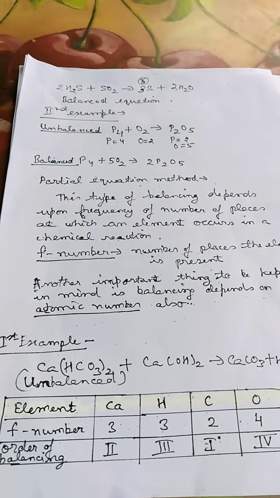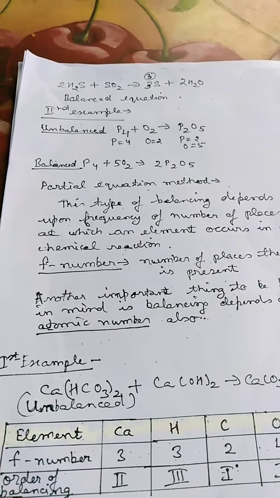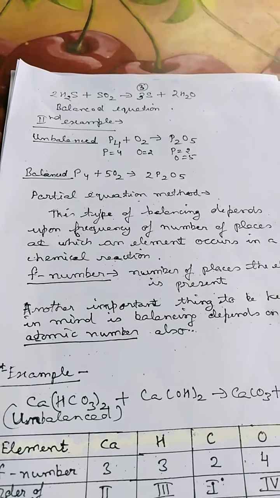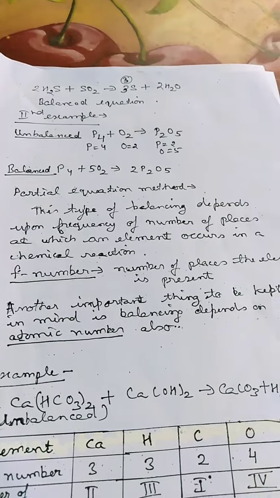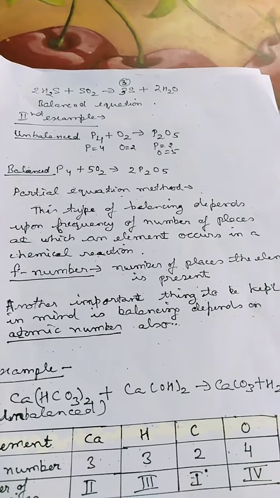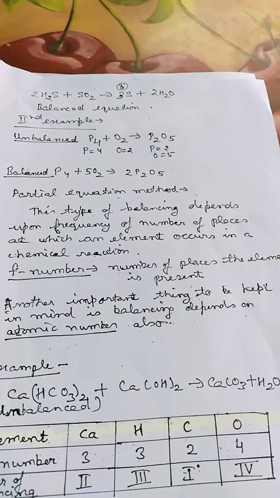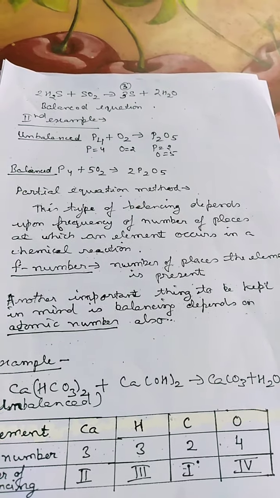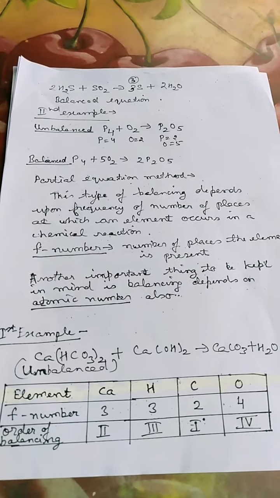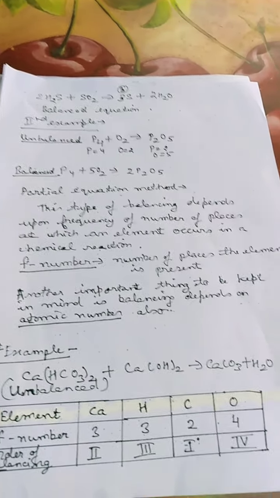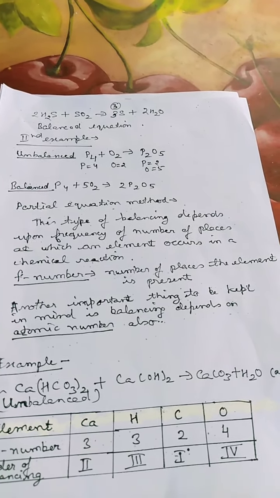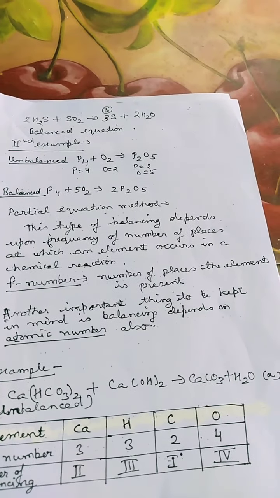Another method which we are having is the partial equation method. Here, what is written here, we are going to read it. This type of balancing depends upon the frequency of number of places at which an element occurs in a chemical reaction. Here the important term is F number, which means the number of places the element is present. And another important thing is balancing depends upon atomic number also.